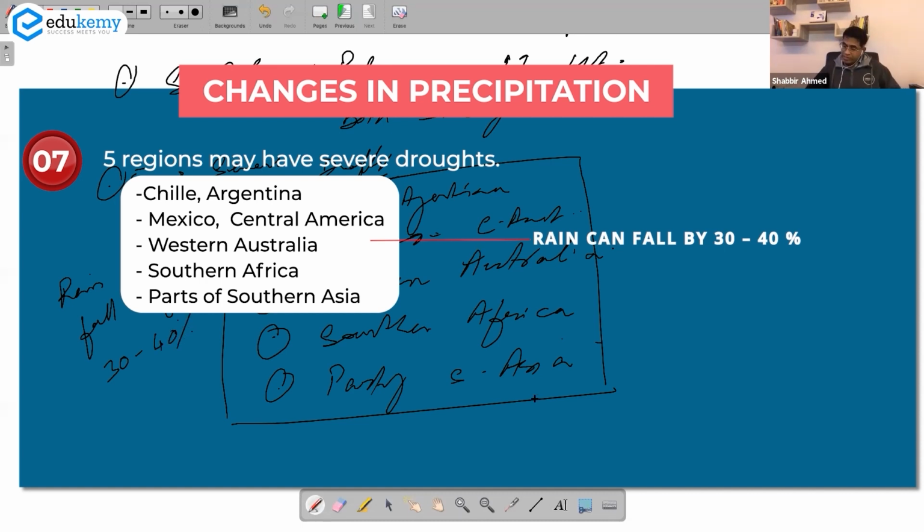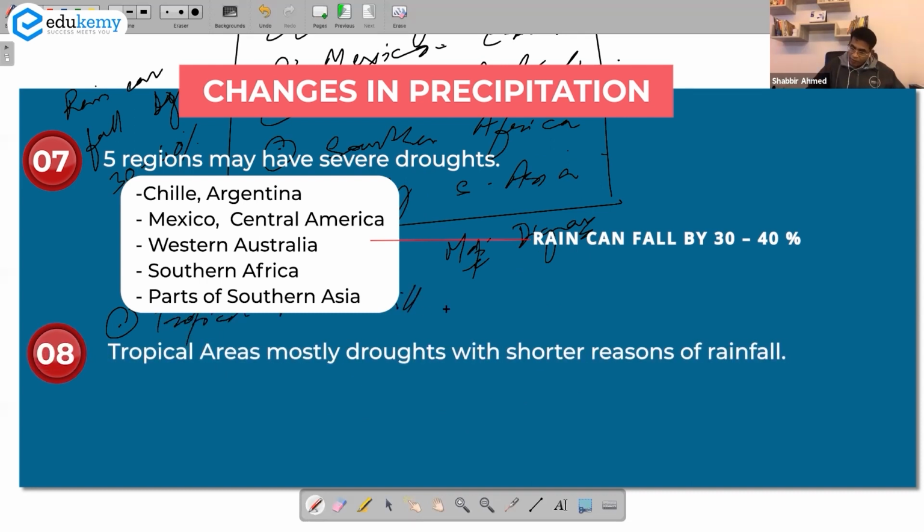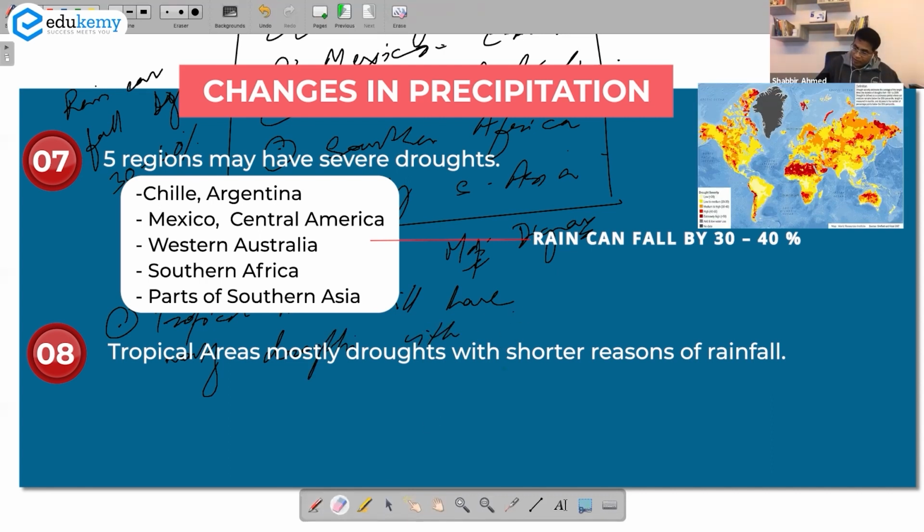You can show this in terms of a diagram. आप ये दिखा सकते हो diagram में. Okay, or you can show a map how this will be impacted. ठीक है? Tropical areas will have mostly droughts with shorter seasons of rainfall. ठीक है? तो ये आपने लिस्टिंग करा दिया.